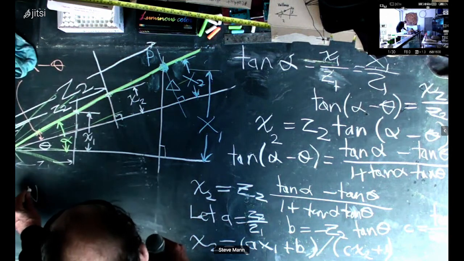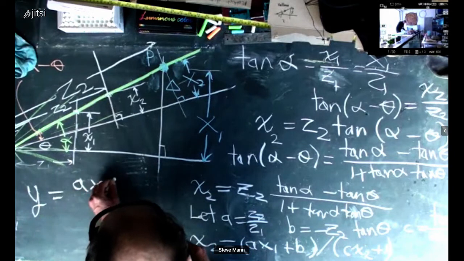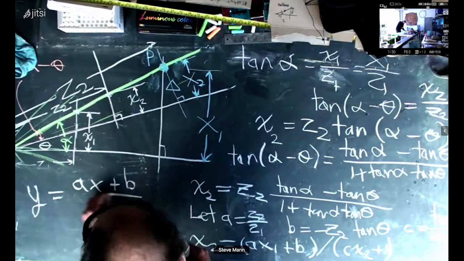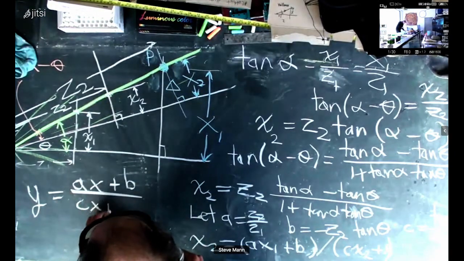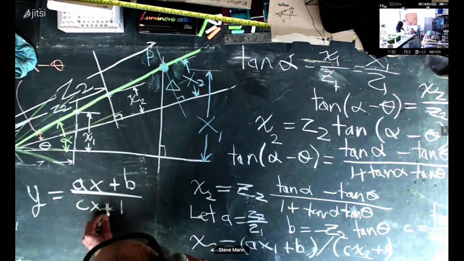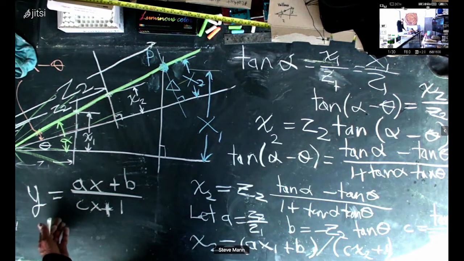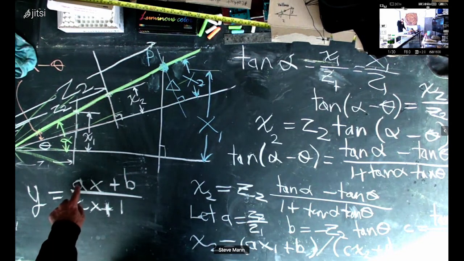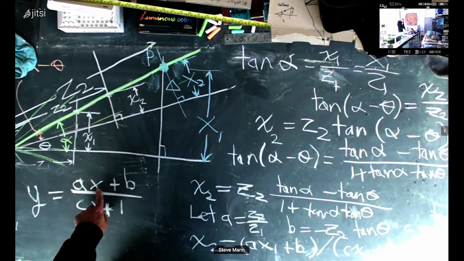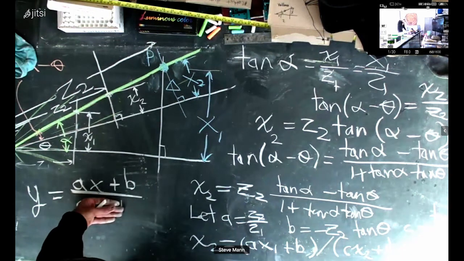And the y, you can plot this graph too. I could plot a graph of ax plus b over cx plus 1, where a, b, and c are constants. Pick three constants, a, b, and c, and do an xy plot of this relationship. What you can see is that a is the scale, b is the offset. So the numerator, that's an affine relationship.